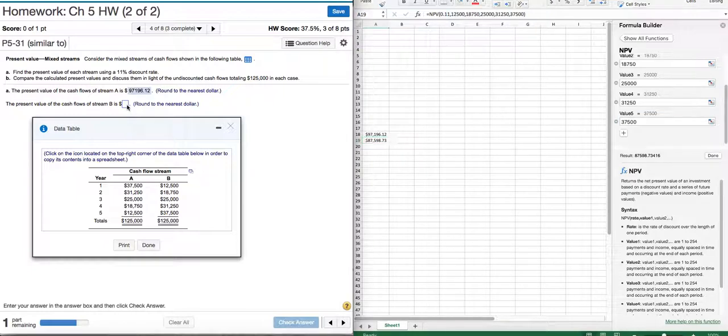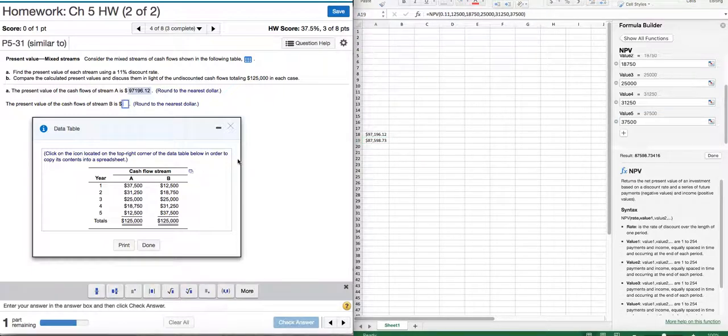For stream B, it has a smaller present value because the larger dollar amounts are received later over the 5 years. So the total net present value, or the present value of the stream, is actually less than stream A, which has larger cash flows received early on in the 5-year period. So it's 87,598 and 73 cents.